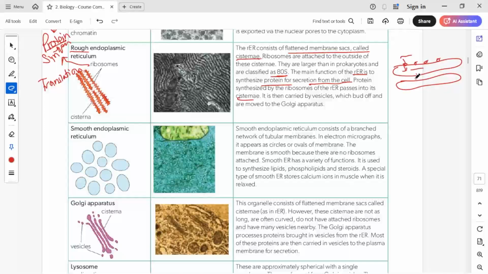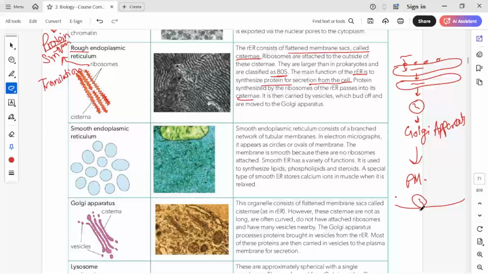and later on it will be passed on to the next cisternae, and a vesicle will be formed in which this particular protein is stored, and it is passed on to the Golgi apparatus. The Golgi apparatus will ultimately take it to the plasma membrane where it will bud off. So if this is a plasma membrane, this is the vesicle, and this particular protein will be secreted out of the cell. So this is the whole transport system.